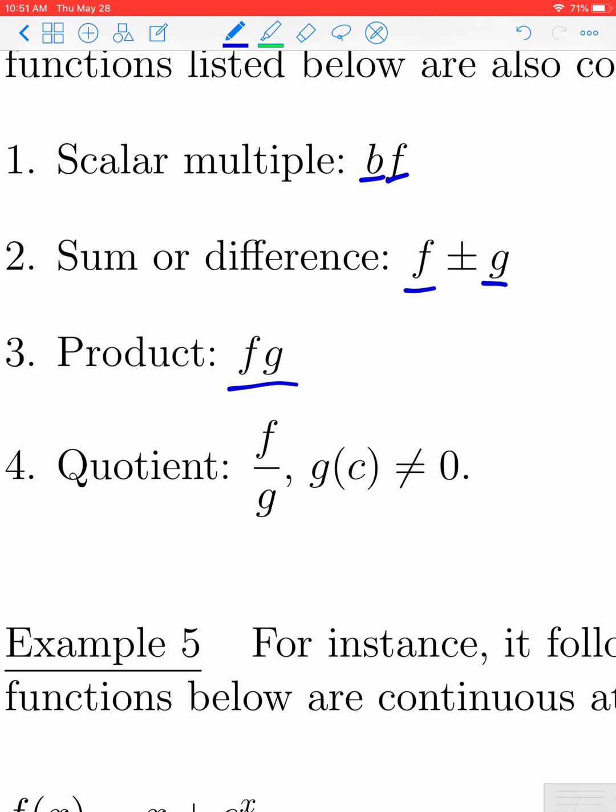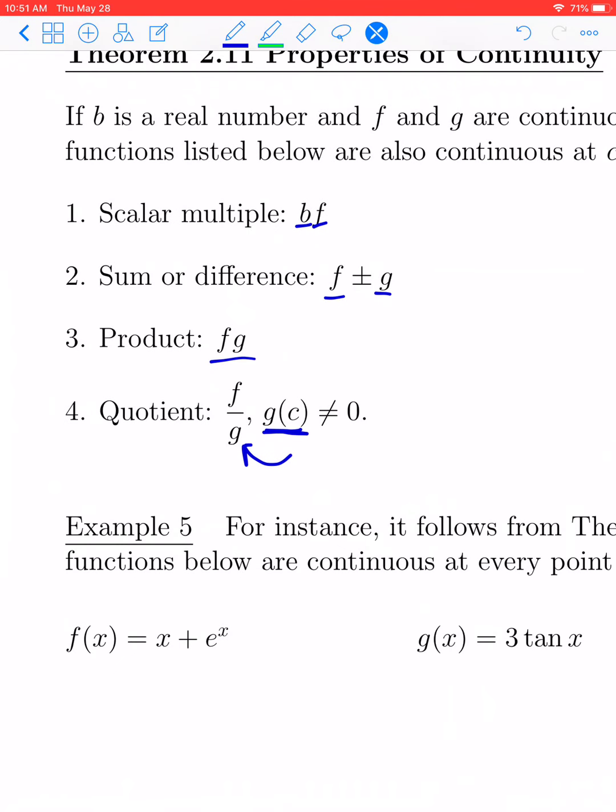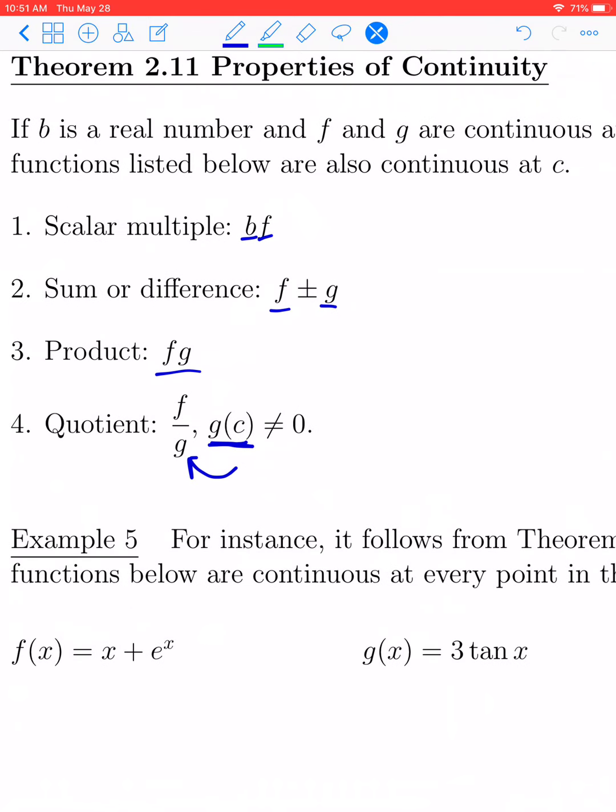The product of f and g will be continuous at x equals c. And the quotient of f and g will be continuous at c, provided that the value of g of c is not equal to 0, to make sure that we're not actually dividing by 0. So pretty much what this tells us is as long as we take two continuous functions and we combine them with some of the most basic operations, just scalar multiplication, multiplying by a number, adding, subtracting them, multiplying them together, and taking their quotient with a non-zero denominator, then the results we get produce continuous functions.